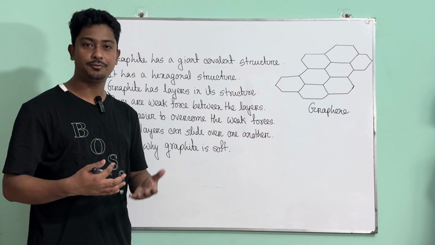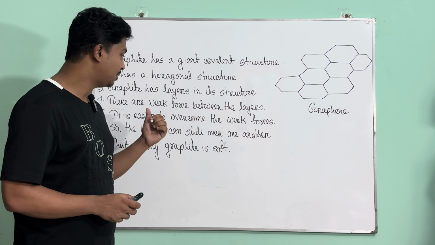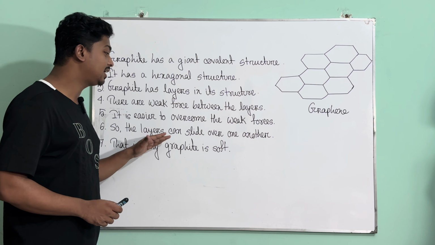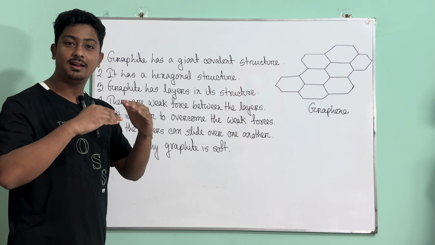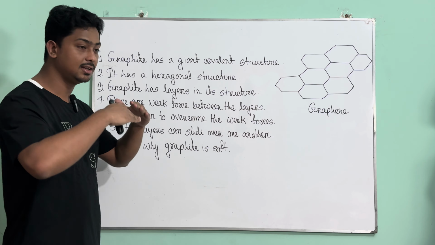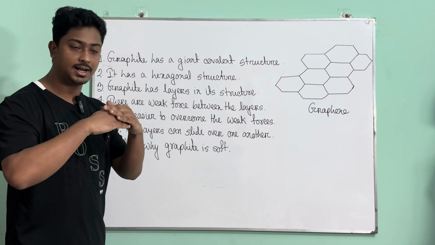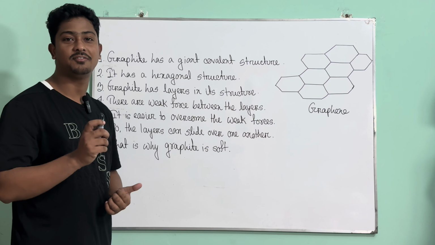Now when we have weak forces, a little amount of energy can overcome those forces. Due to that, the layers can actually slide over one another. So we can apply a little amount of energy and overcome those forces, and then the layers will slide over one another. That means we can break graphite easily. That is why graphite is soft.